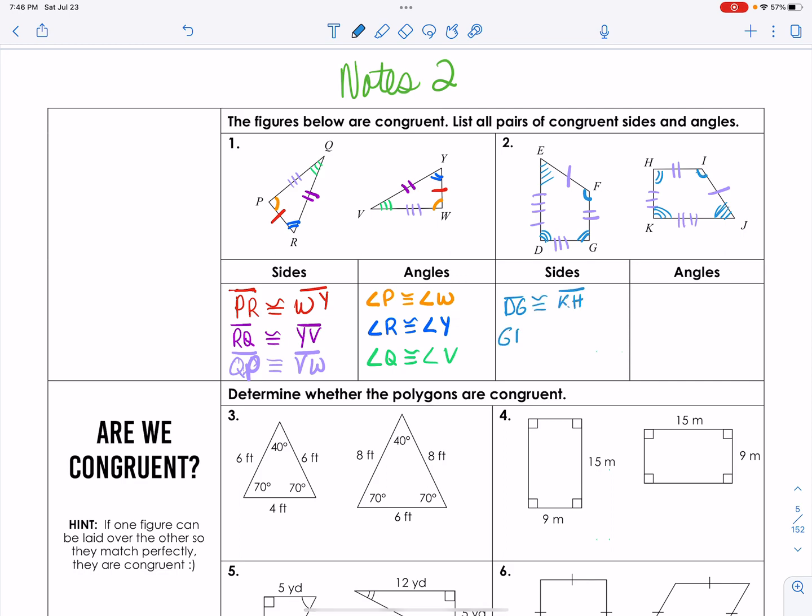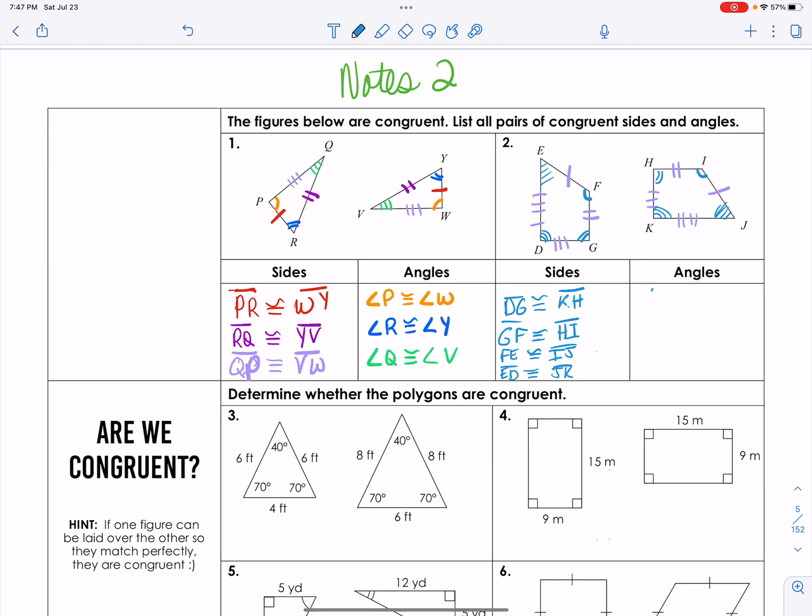You should have GF, and it's okay if you have FG, that's fine, is congruent to HI, and it's okay if they're both flipped. FE is congruent to IJ, and ED is congruent to JK.